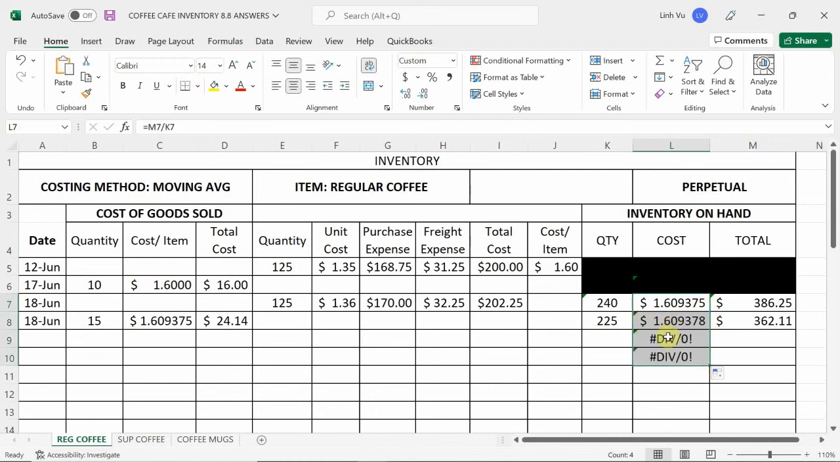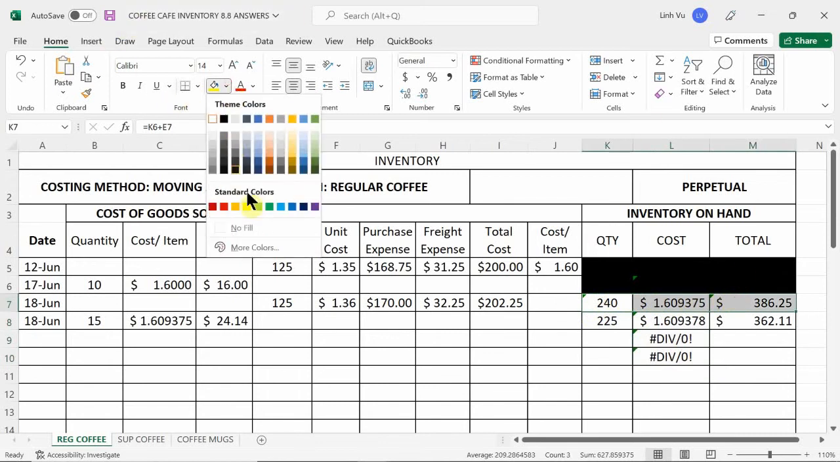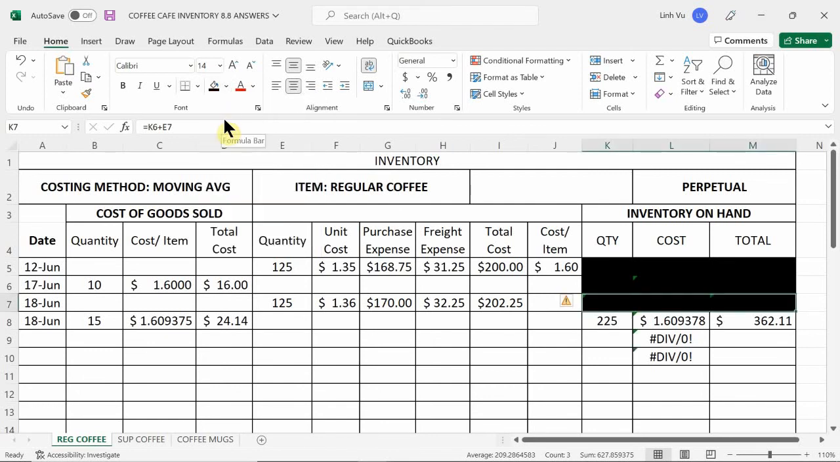All right. And it shouldn't have changed by that much. So here, let's see, it changed by 3/30,000th of a penny, right? It went from 1.609375 to 1.609378. Okay, there we go. Good.